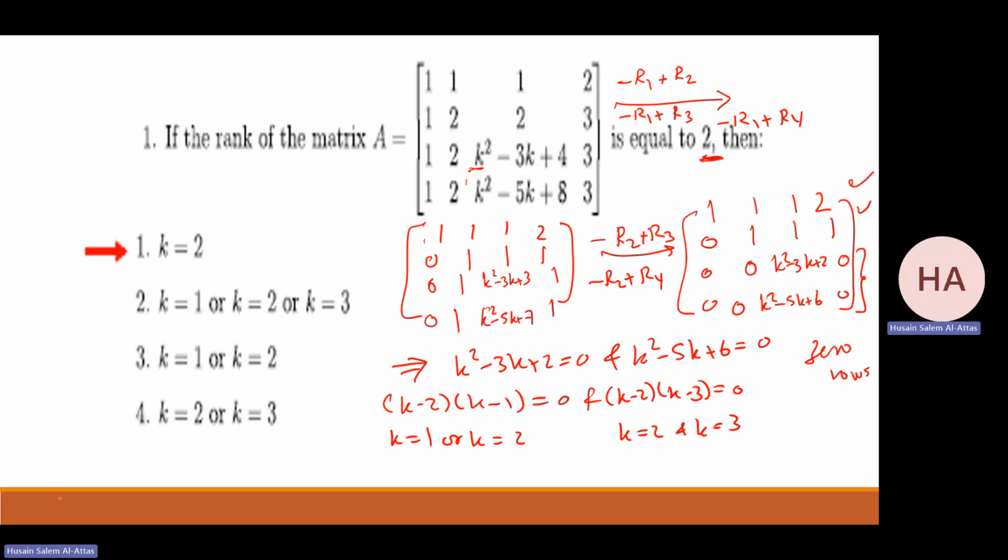So very clear, my solution should be k equals 2, because I need to satisfy both of them. If I satisfy only one of them, if I have k equals 1, for example, then the third row will be 0, but the fourth one will not be. So the rank is 3, not 2. So I need both to be satisfied. So k equal to 2 is the only solution.